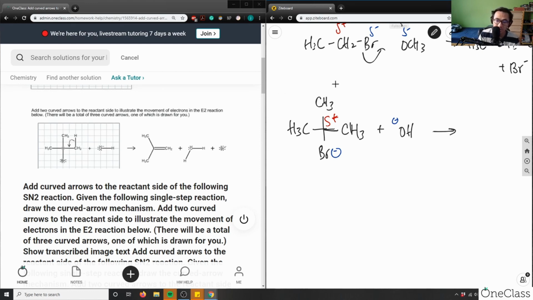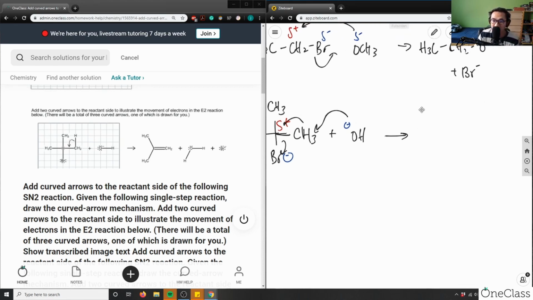Oh, I didn't read the question. Sorry, this is an E2 reaction. So E2 is different, right? When we talk about elimination or E2 reaction, again, it's still one step, but it's an elimination, right? So in this case, this oxygen here is going to attack this hydrogen, and then this is going to collapse here, and it's going to kick out the bromine. And then I'm going to create a double bond.